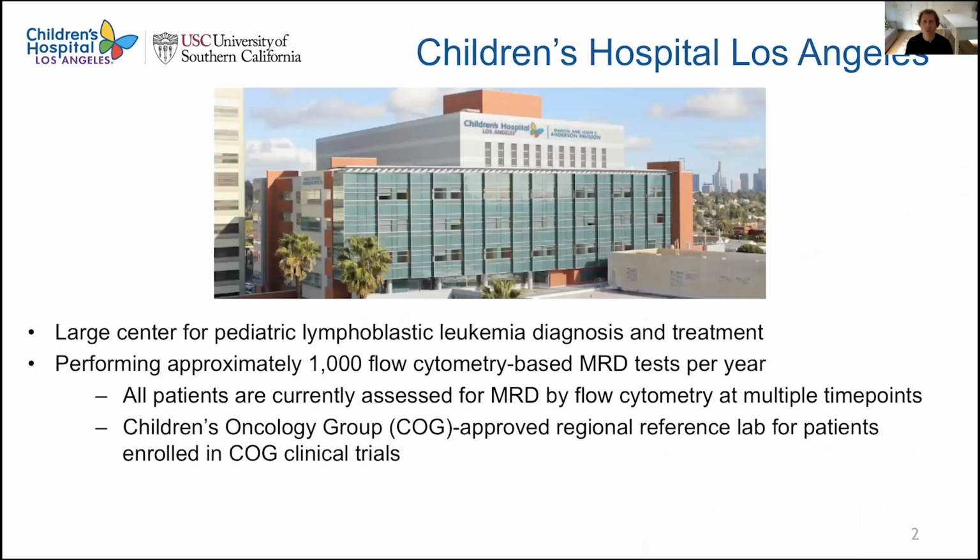I'll begin with a little background about Children's Hospital Los Angeles. We're a large pediatric center for lymphoblastic leukemia diagnosis and treatment. We perform approximately 1,000 flow cytometry-based MRD tests per year. All patients are currently assessed for MRD by flow at multiple time points. We are a COG-approved regional reference lab for patients enrolled in COG clinical trials.